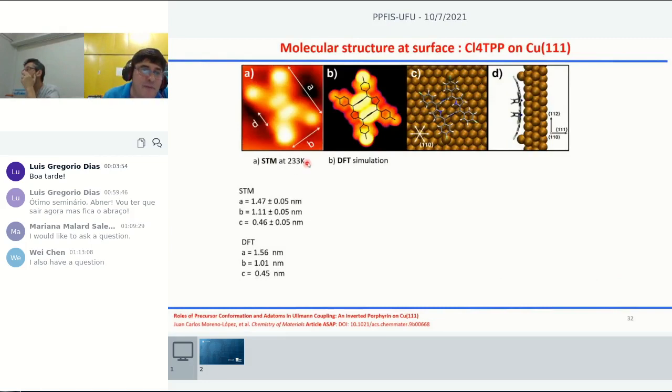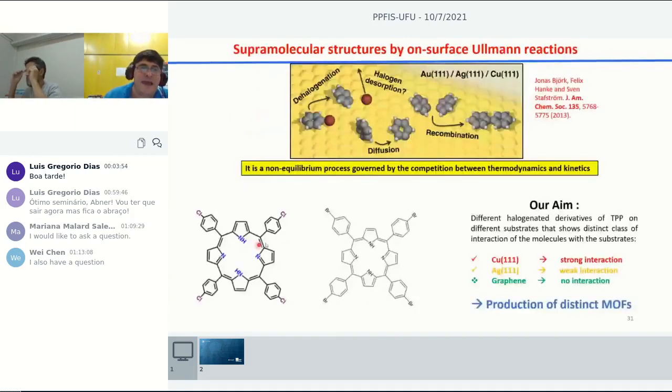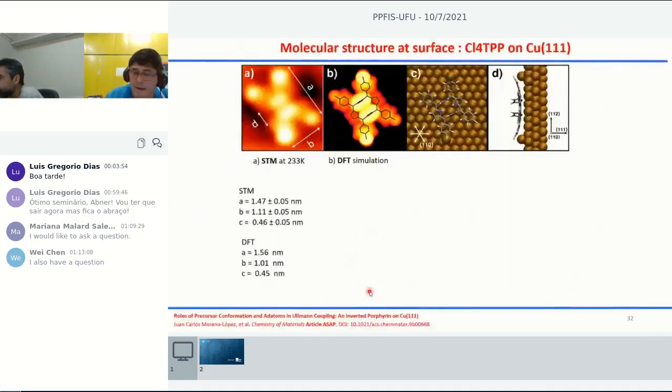This is the experimental image. This is a single molecule on the surface. We evaporate very few molecules, and we could find these molecules there. At 233 Kelvin, we could immobilize the molecule on the surface and image it. And this molecule looks like this. It's interesting because typically the molecule is square, but here on the surface it is more or less rectangular. Yeah, and we said, oh, why is this?